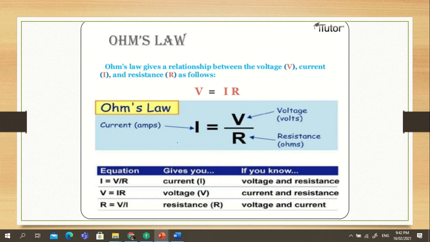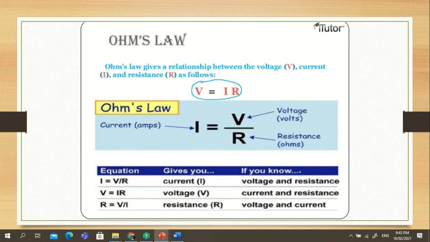Okay, so Ohm's law gives a relationship between the voltage V, current I, and resistance R as follows: V is equal to I times R. When you're asked to solve for the current, you just divide both sides by R. The R on the right side becomes 1 because R divided by R is 1, and 1 times I is I. Then the left side we divide by R, so we have V over R. So we have I equal to V over R. The current I is in amperes, the voltage V is in volts, and the unit used for resistance is ohms.